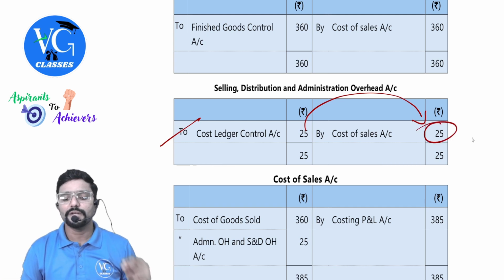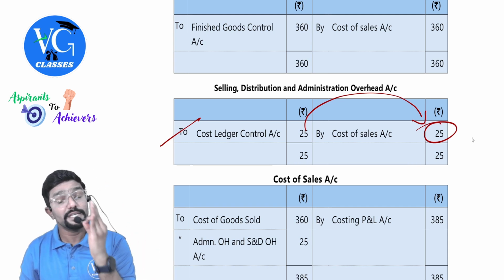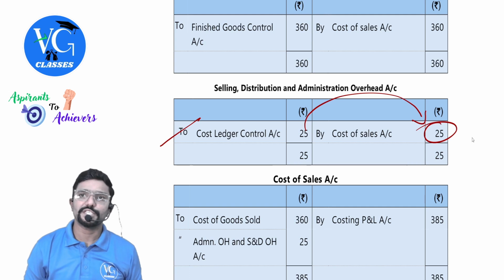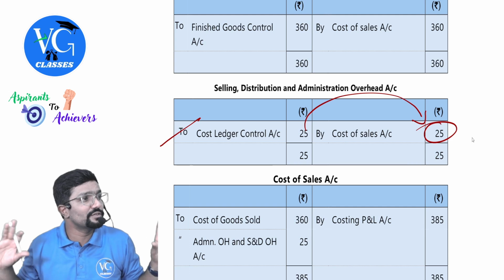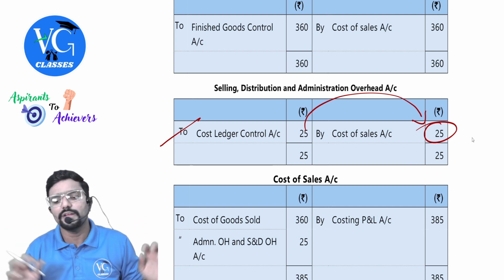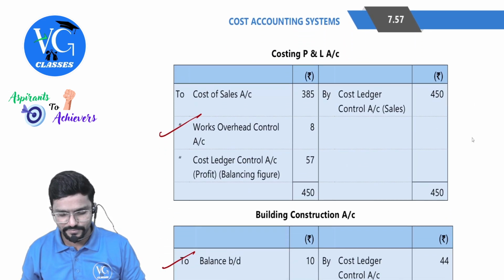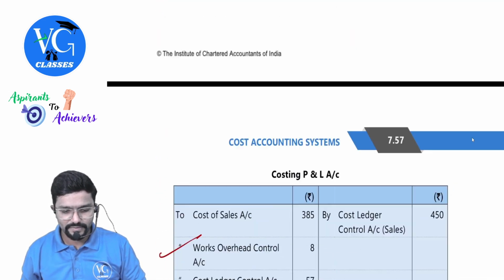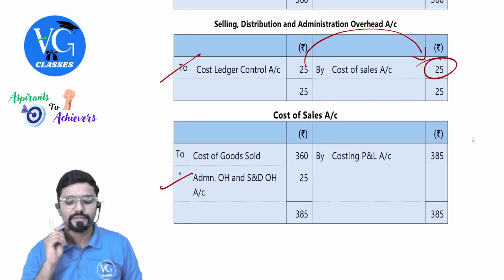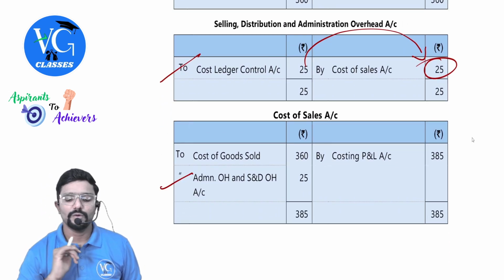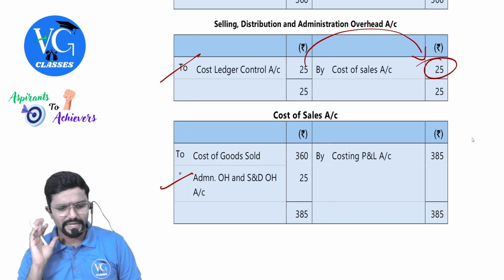So what is the entry for it? Cost of sales account debit to selling, distribution, and administration. Clear? As all three are there, guys, don't send it to finished goods control account. Send it straight away to cost of sales, guys. 25. Because selling and distribution is also merged here. Where is our cost of sales? Here itself. 25 lakh. Sales also is given. Sales we will take care of later.